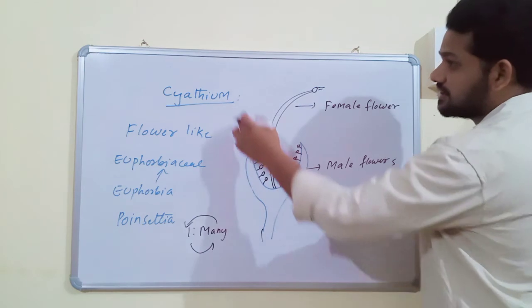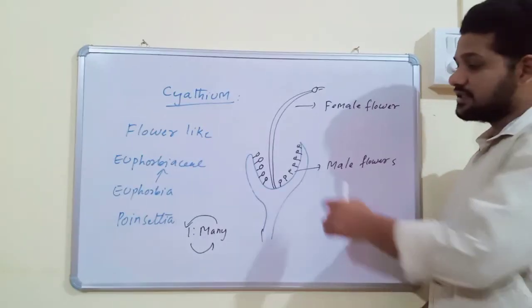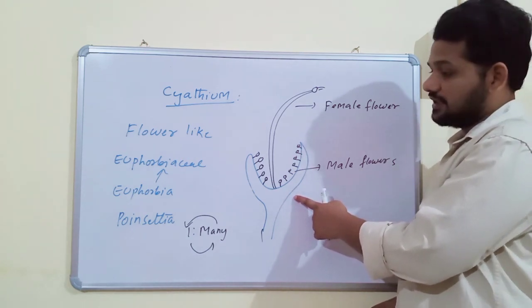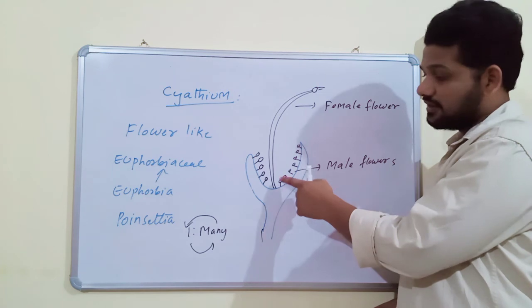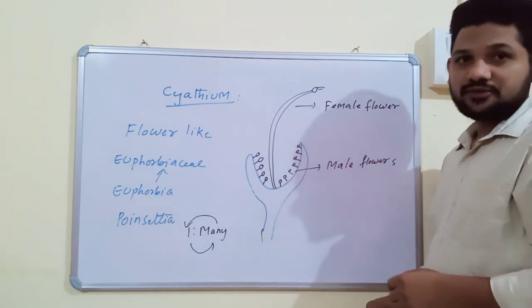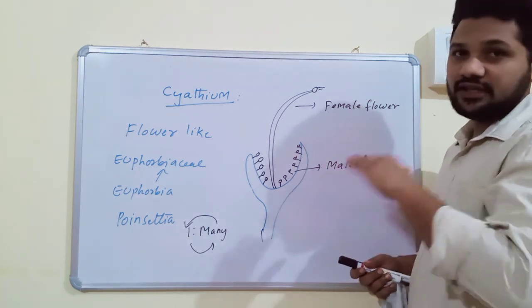So this inflorescence is called cyathium. Cyathium is the characteristic feature of the Euphorbiaceae family. In this inflorescence, the peduncle is modified into a deep cup-like structure, and internally it has a single female flower and many male flowers. So these are the three types of special inflorescence. With this video, the inflorescence topic is totally completed.